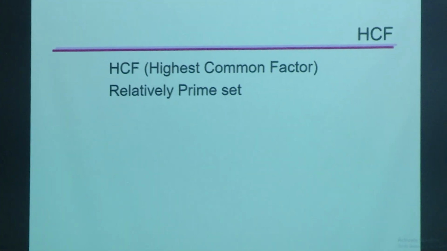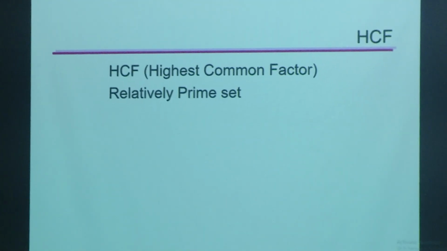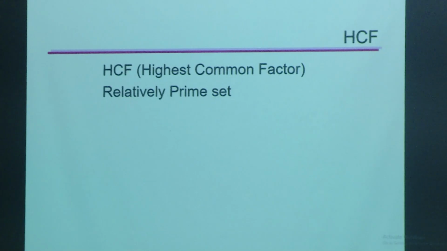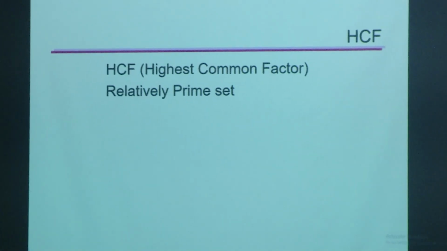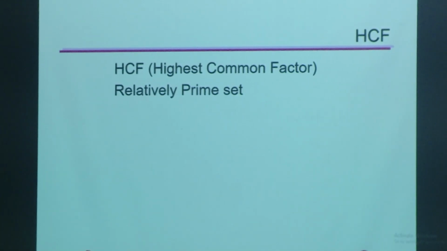I can give you 100 within a matter of 5 seconds. 13, 5. Because I will say 1 and 2, 2 and 3, 3 and 4, 4 and 5. Correct? Consecutive numbers automatically have to be a relatively prime set.